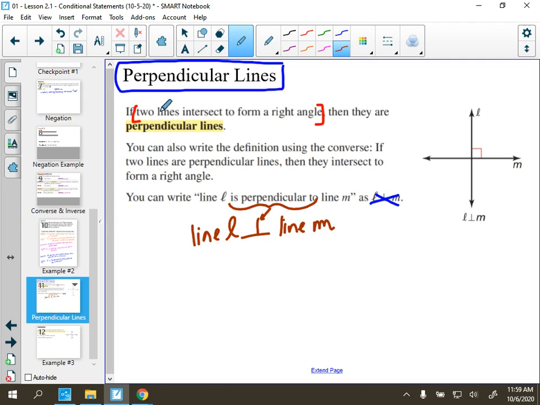The reason this comes up, and it's kind of weird, like why are we doing all this negation and converse, inverse, and all of a sudden it's showing up here? Why is this coming up kind of randomly? The book writes the geometry definitions as if-then statements. If two lines intersect to form a right angle, then they are perpendicular lines. So that's why it's coming up here. It's a good time to introduce it, but also to show that we can write this definition backwards, the converse, remember, flip the hypothesis and conclusion, and it would read, if two lines are perpendicular lines, then they intersect to form a right angle. That's actually what makes something a good definition. Both the original if-then and its converse are true.